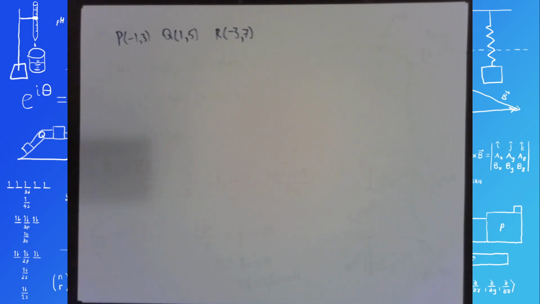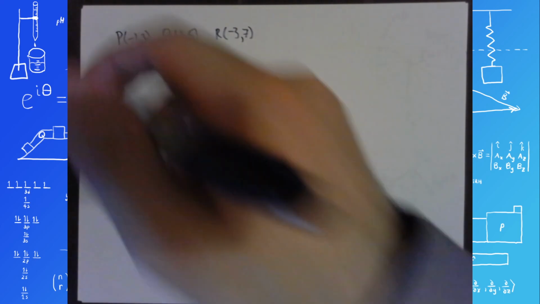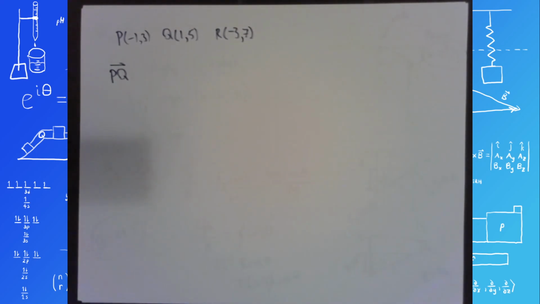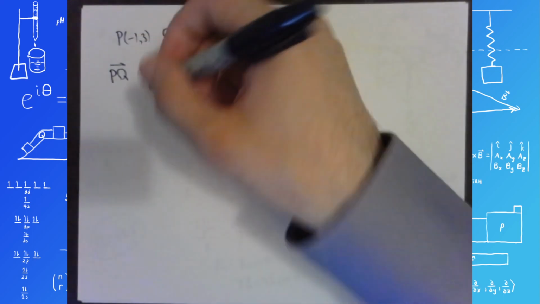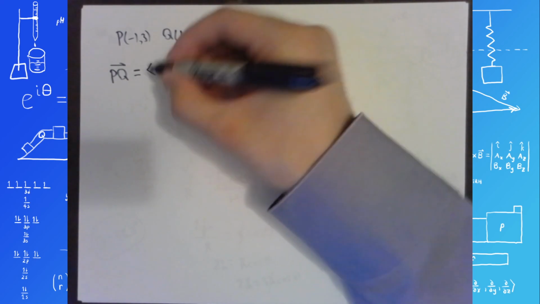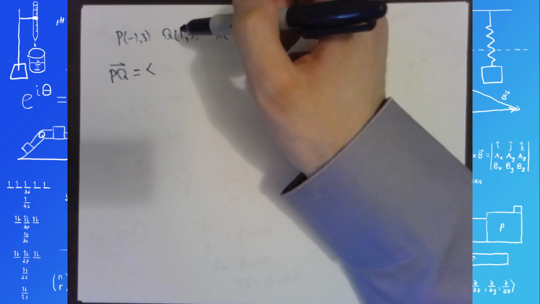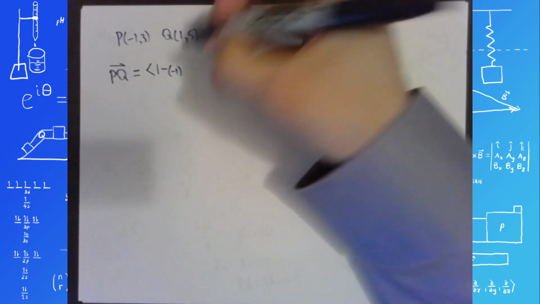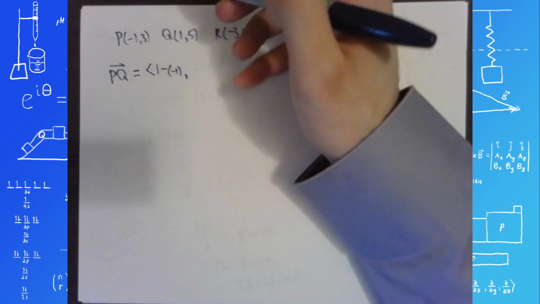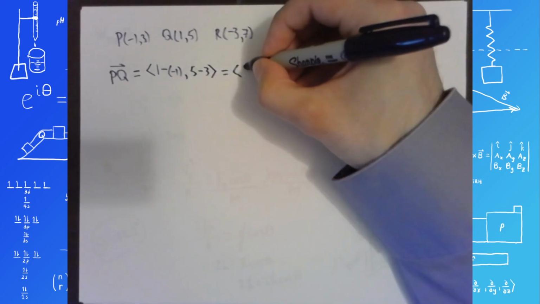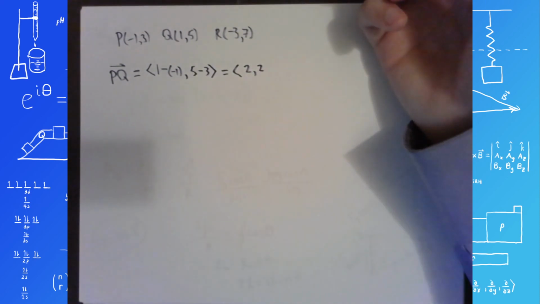Okay, so I might skip some of these. The first one they want is the vector PQ. And since we've only got two values for each point, I see that these are going to be two-dimensional vectors that we're working with, but we'll come across the three-dimensional vectors later. So the vector PQ in component form is going to be, let's see, from P to Q, the displacement from P to Q. In the horizontal direction, we've got 1 minus negative 1. And in the vertical, we've got 5 minus 3, equals 2 comma 2 in component form.